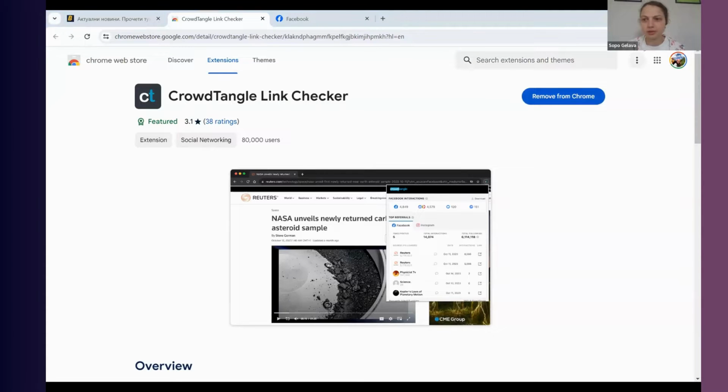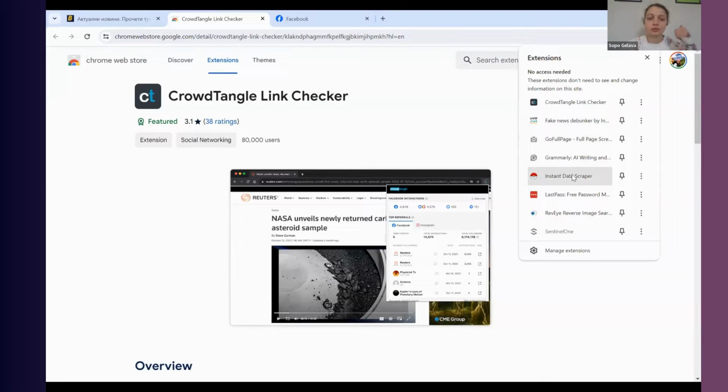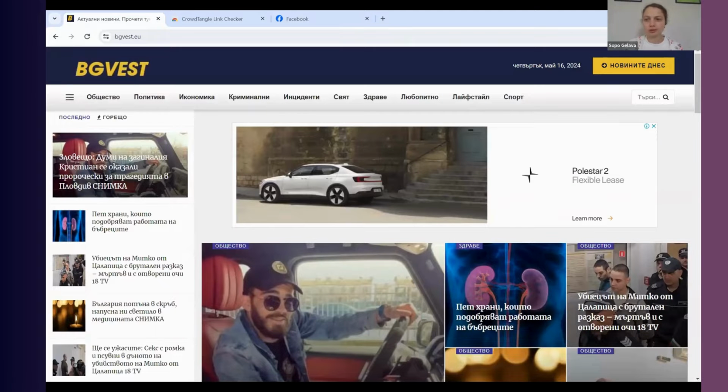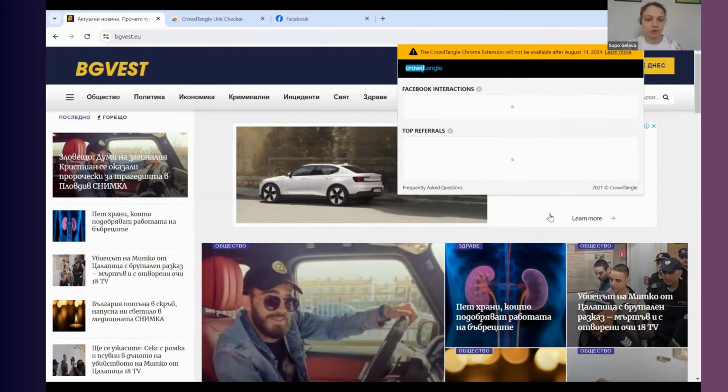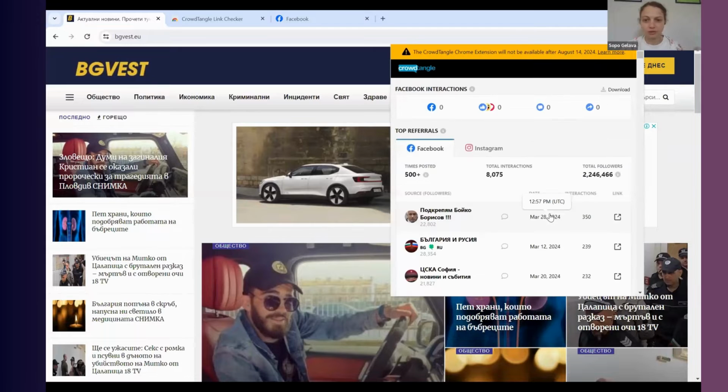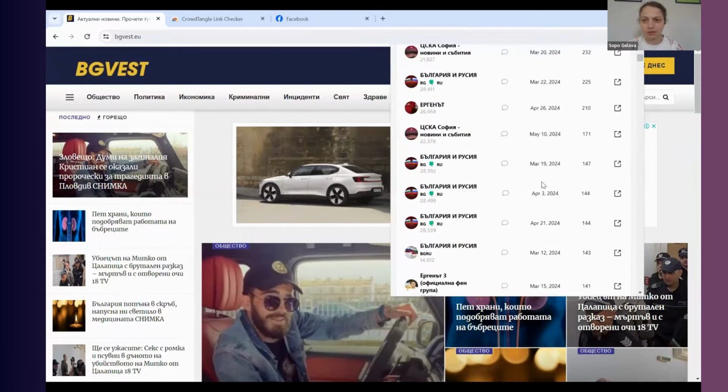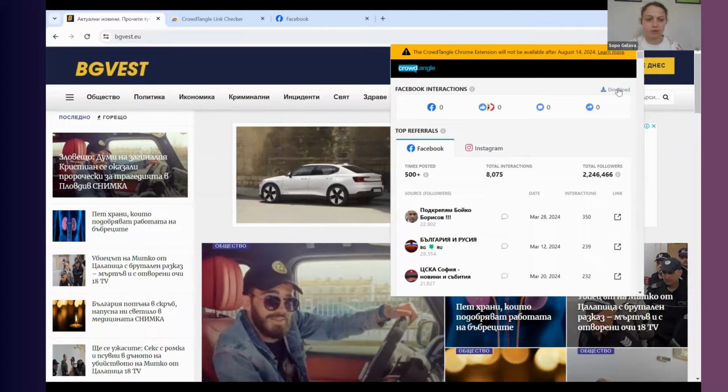So when you add this to Chrome, from this little puzzle icon, which collects all the extensions you have, including those image verification extensions, they are all stored here. And when you have the website opened, you just click on this puzzle icon, click CrowdTangle link checker, and then you just wait. You do not have to do anything. It will collect all this information itself. And now we have everything, and then you download it, and then you have access.